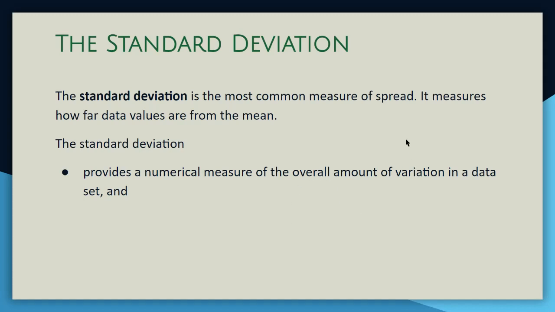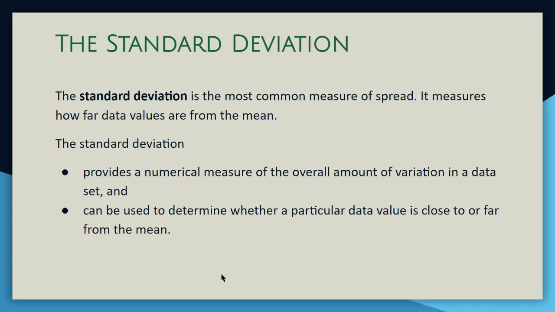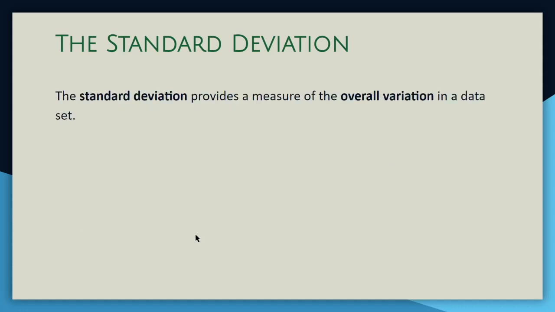So it looks at the distance from the mean for each individual data value and gives us an overall view of what that looks like. And it can be used to determine whether a particular data value is close to or far from the mean. So again, standard deviation, measure of the overall variation in a data set. So we look at the distance from the mean for each data value, and then we kind of summarize that in one single value that provides us an overview.